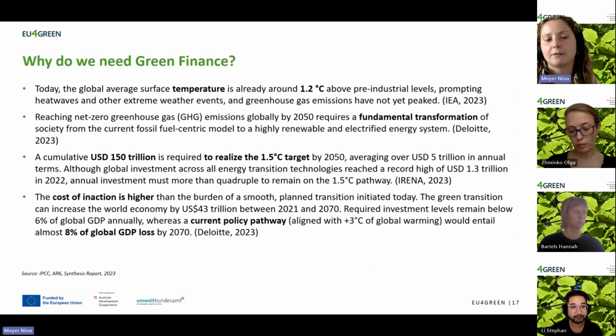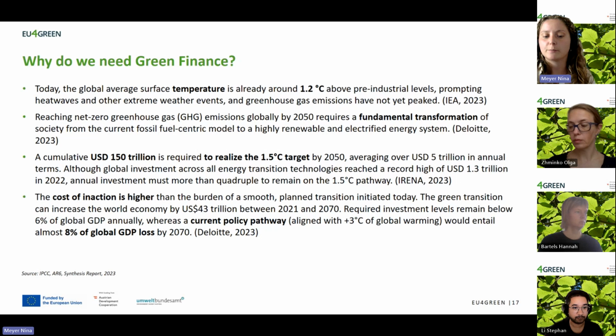Yeah, but why do we need green finance? As I already mentioned, we are now around 1.2 degrees Celsius above industrial levels, and we are already experiencing all those consequences that come with it. And it has to be said that greenhouse gas emissions have not yet even peaked, according to the International Energy Agency.